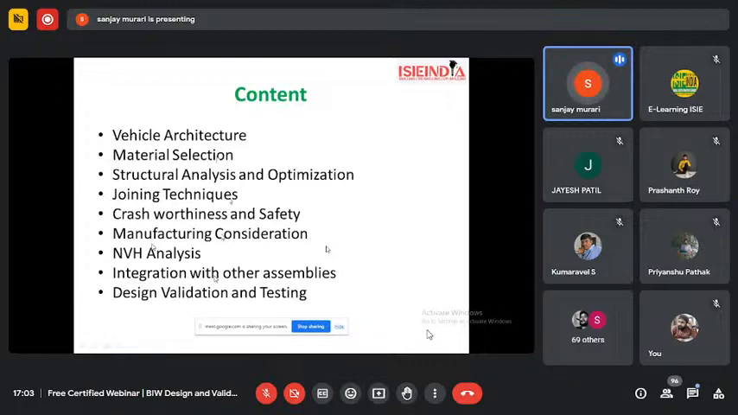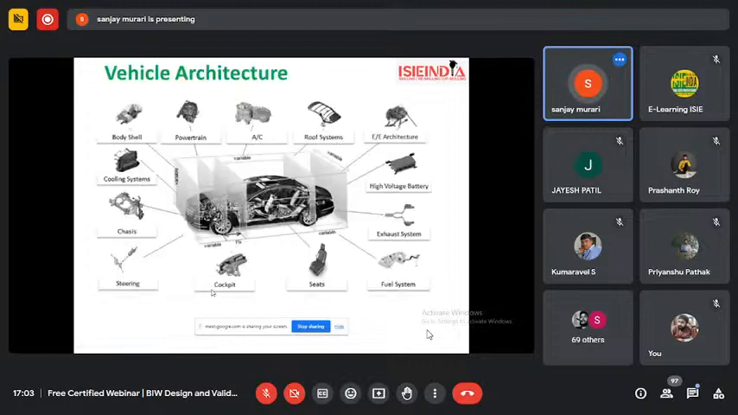Then design validation and testing. How the design validation is done, or how the testing will be done, followed by one small video that we'll be seeing. Overall, the timing is 45 minutes, so we'll be going brief on everything. So let's go to the next slide.